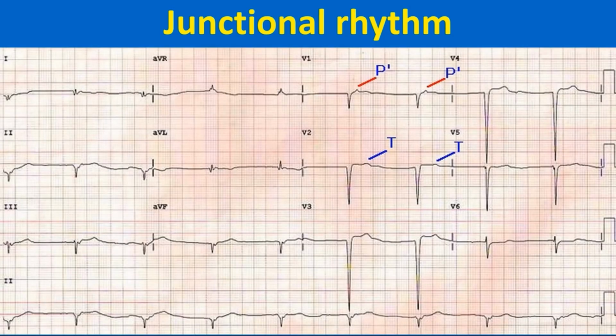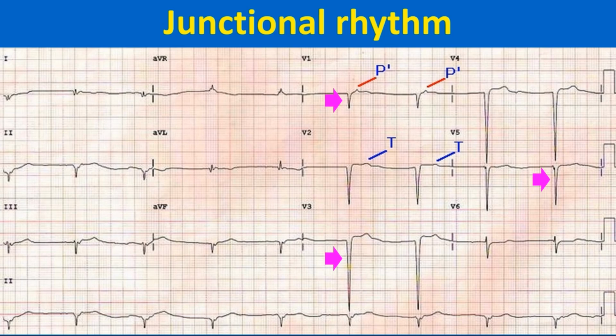The ECG shown here illustrates junctional rhythm with retrograde P waves or P' waves. P' waves are seen on the ST segment in V1 preceding the T waves, which are better seen in V2 than in V1 and hence marked in V2.